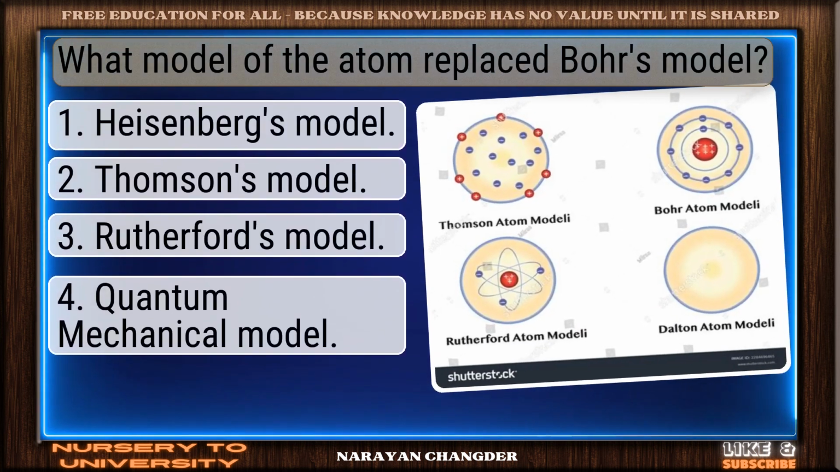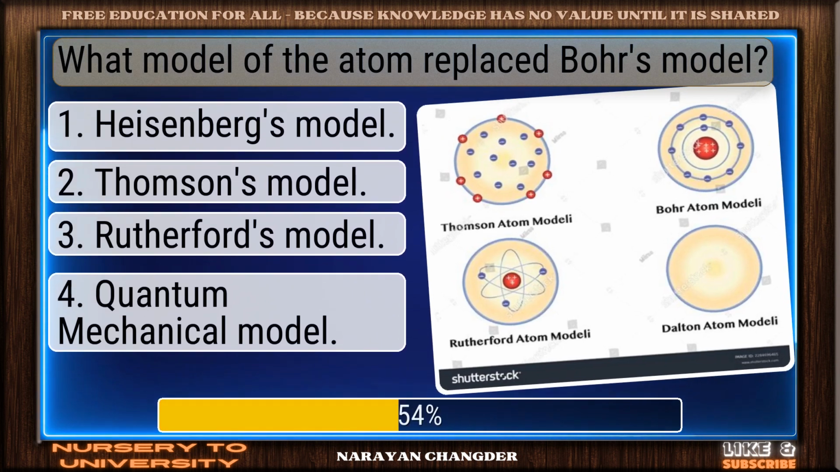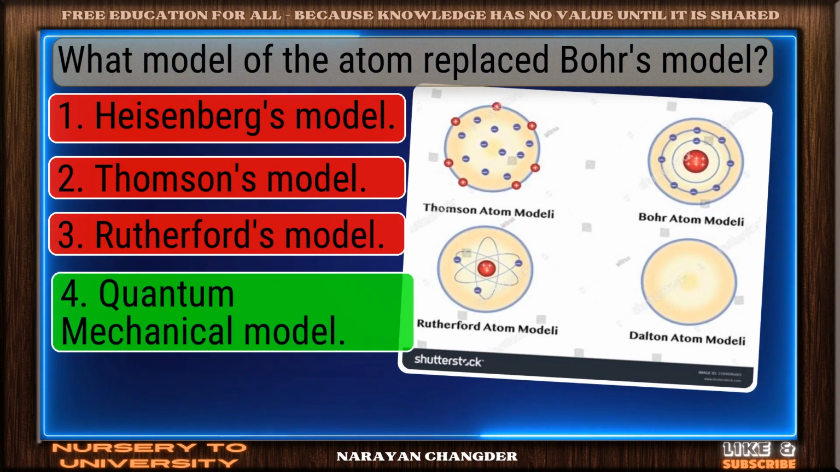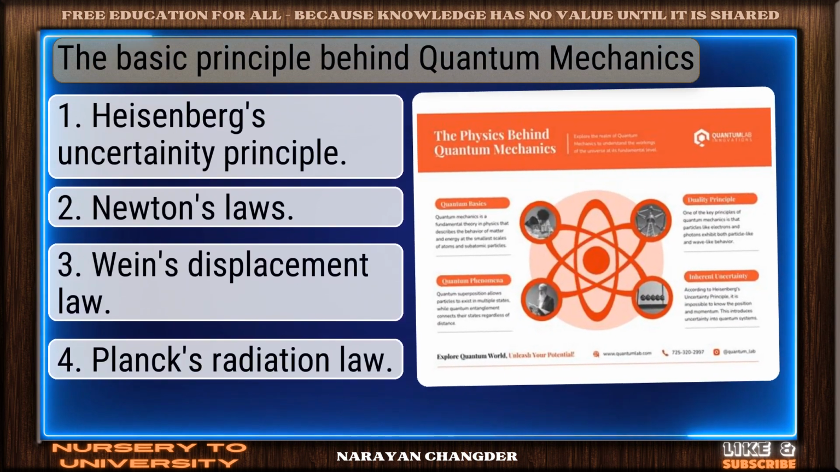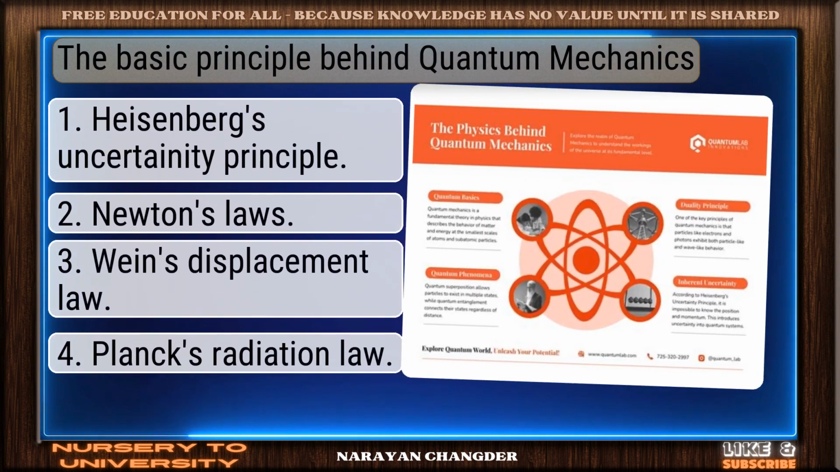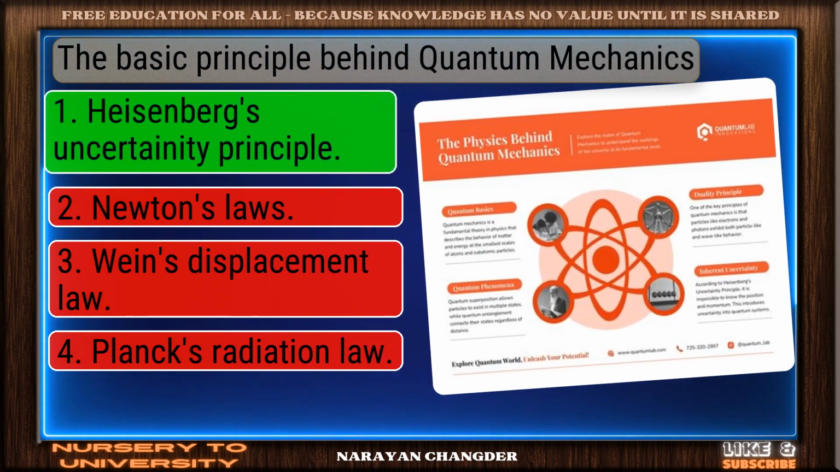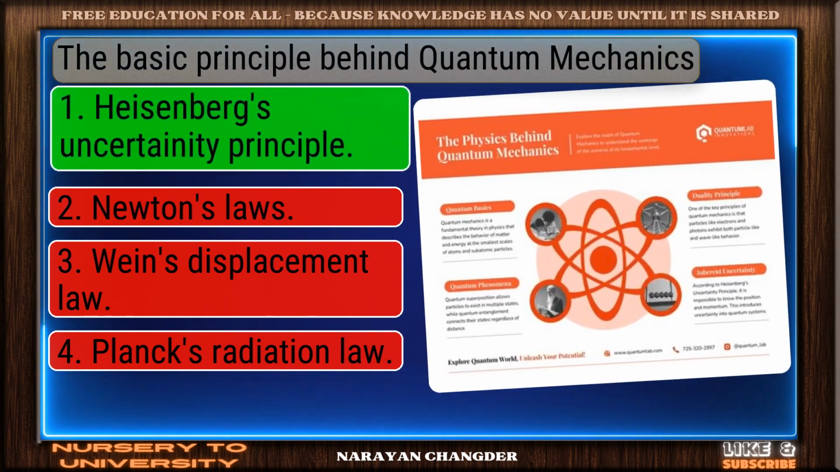Question number 35. What model of the atom replaced Bohr's model? Bravo. Quantum mechanical model is the answer. Question number 36. The basic principle behind quantum mechanics. On track. Heisenberg's uncertainty principle is the correct answer.